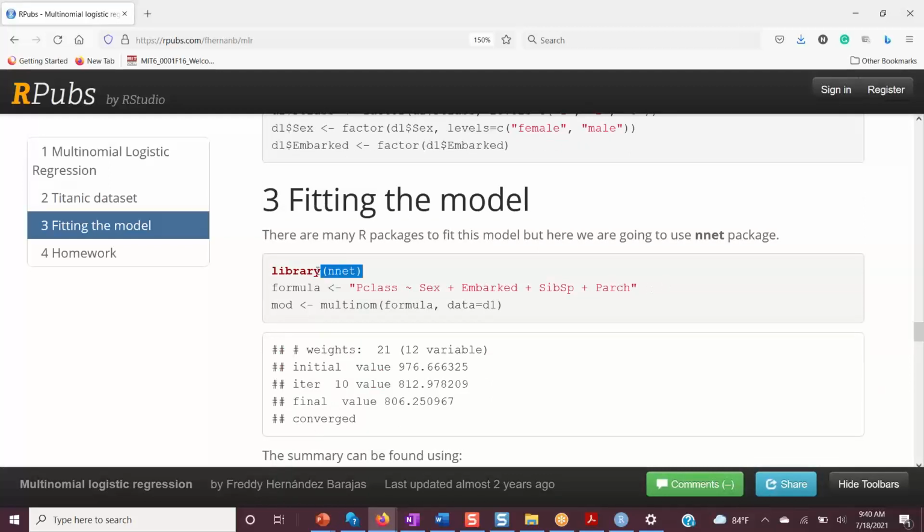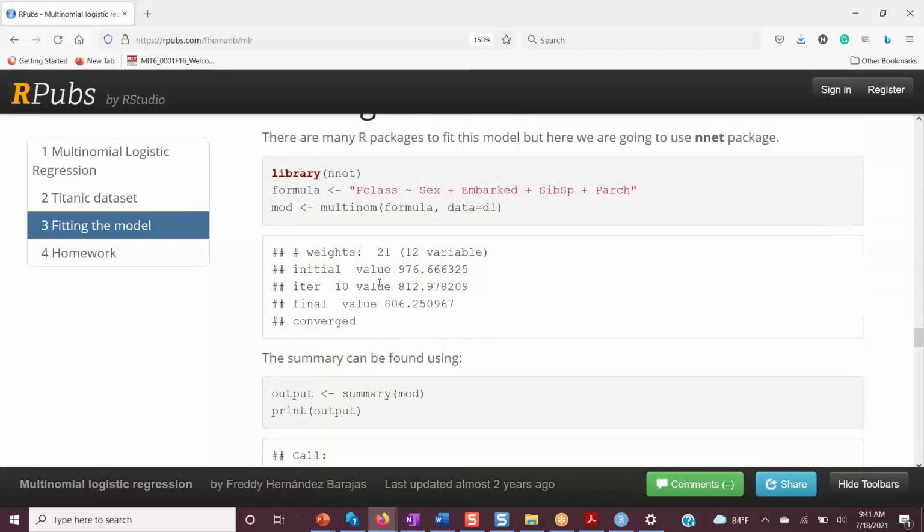And I told you there is a package called nnet. That's really a neural network, but that package also has a function called multinom, the multinomial model. So this is the formula, and you just define the model output to be the object mod, which is multinom. Instead of putting the formula, you can put this directly. Then data equal to D1, that's your data frame, and then it runs. After 10 iterations, it converged. The likelihood values converge, and the model is built.